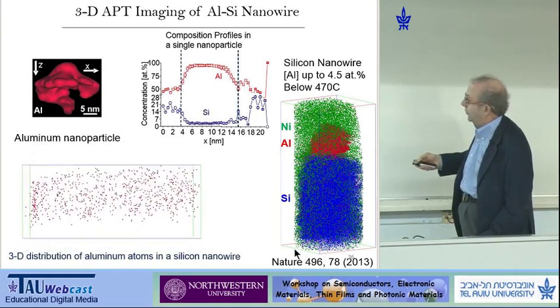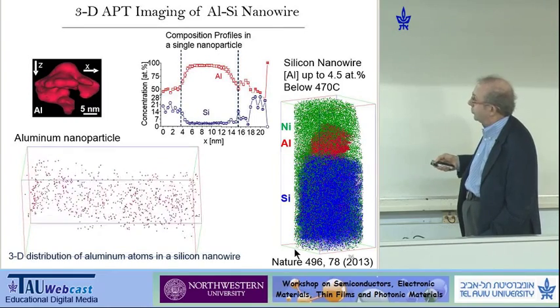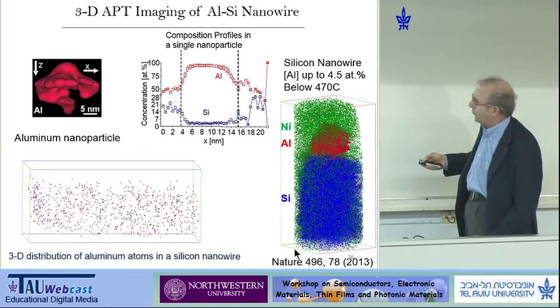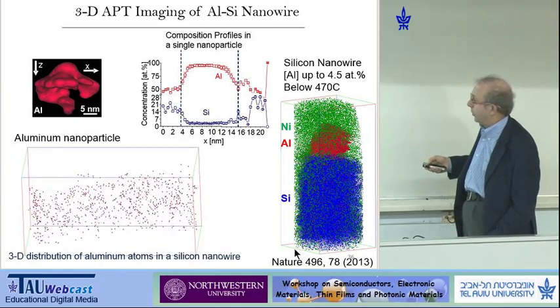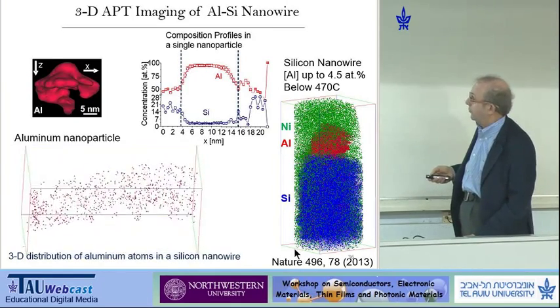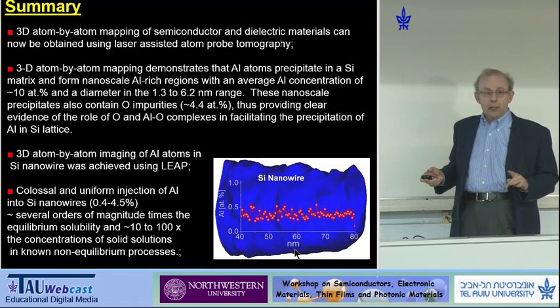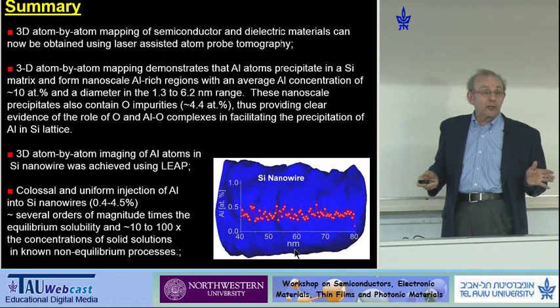Now you see here this three-dimensional distribution of aluminum atoms that's within the silicon nanowire. These are individual silicon wires. The question is, are these randomly distributed? We've developed a technique where you can calculate partial radial distribution functions and say how random. And it looks to first order like they're random.